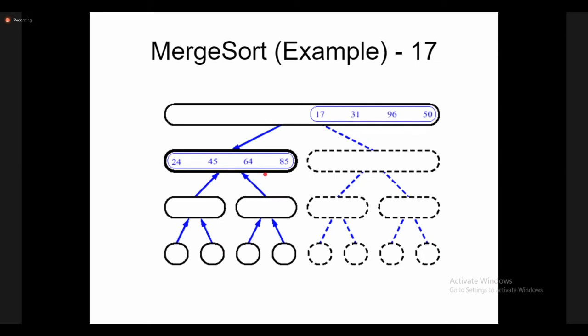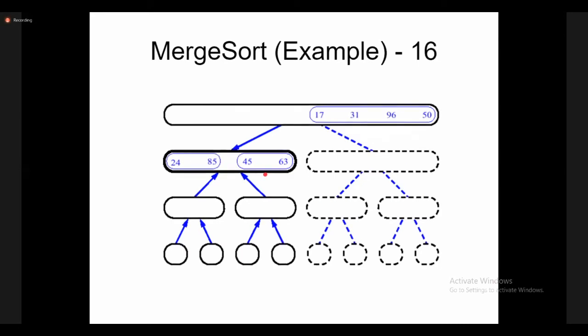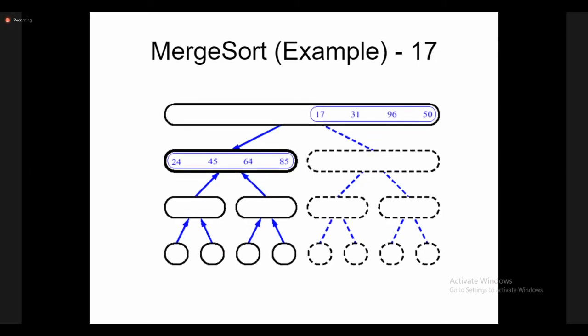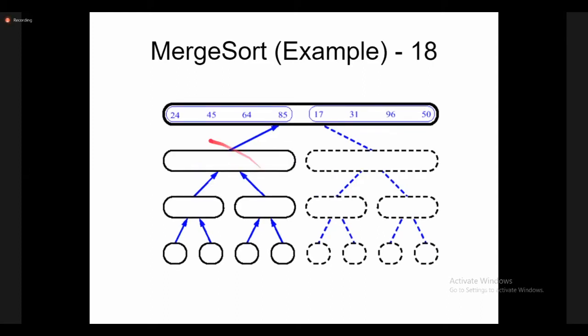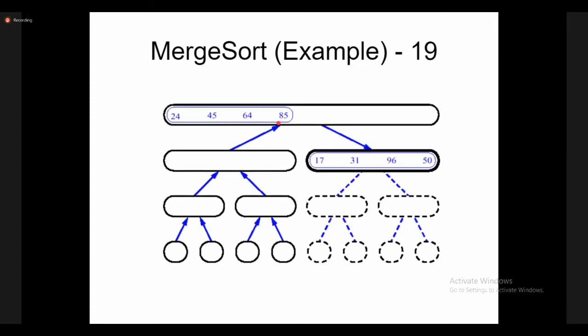Now the sorted order. The complete sorted order is 24, 45, 63 and 85. The left side part is sorted: 24, 45, 63, 85. Next go to the right side: 17, 31, 96, 50. Again it is divided into two parts.